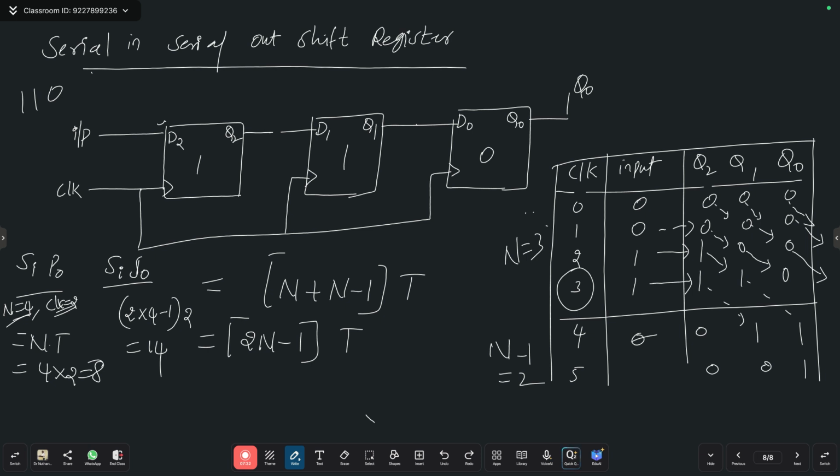So comparatively, between serial in, parallel out and serial in, serial out, the best for conversion and transmission is serial in, parallel out. It is almost double the speed. Yes or no? So registers are completed, counters are pending. Okay, thank you.